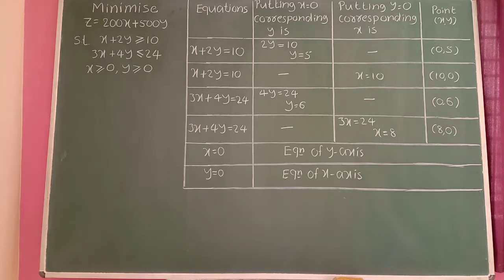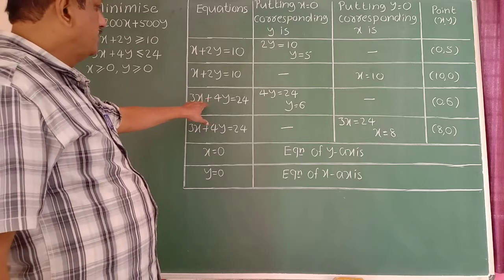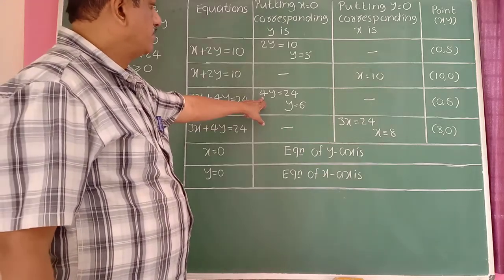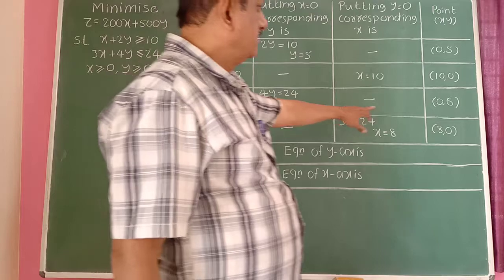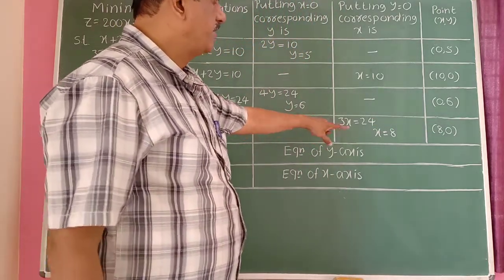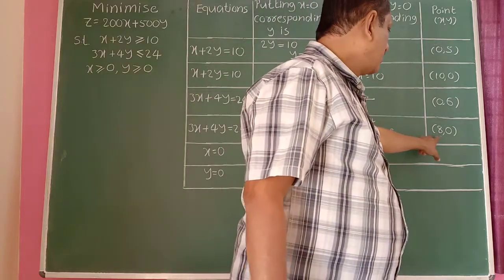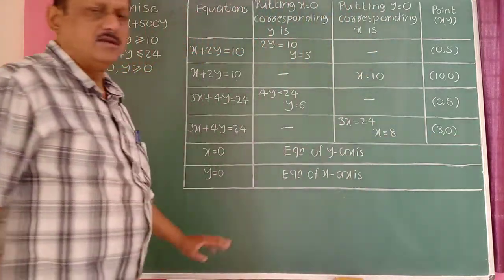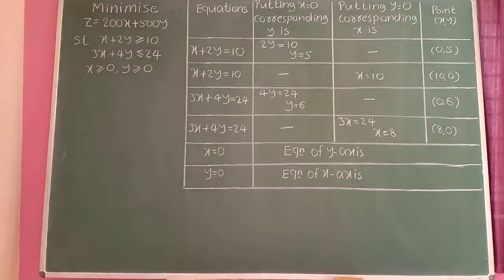Now 3x plus 4y is equal to 24. You put x value is 0, 4y is equal to 24, y is equal to 6, so (0, 6). Similarly, put y equal to 0, 3x equal to 24, x equal to 8, so (8, 0). Then draw the graph.